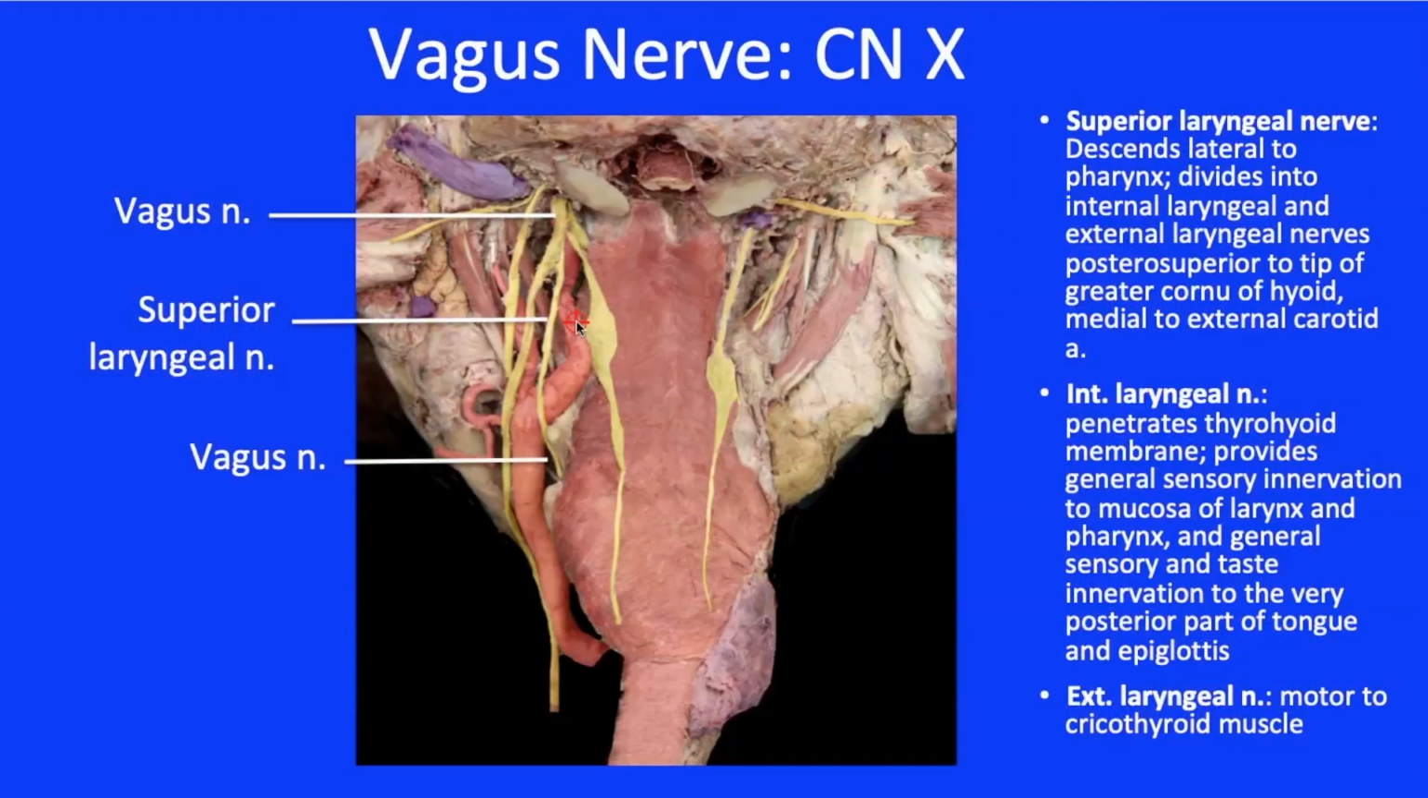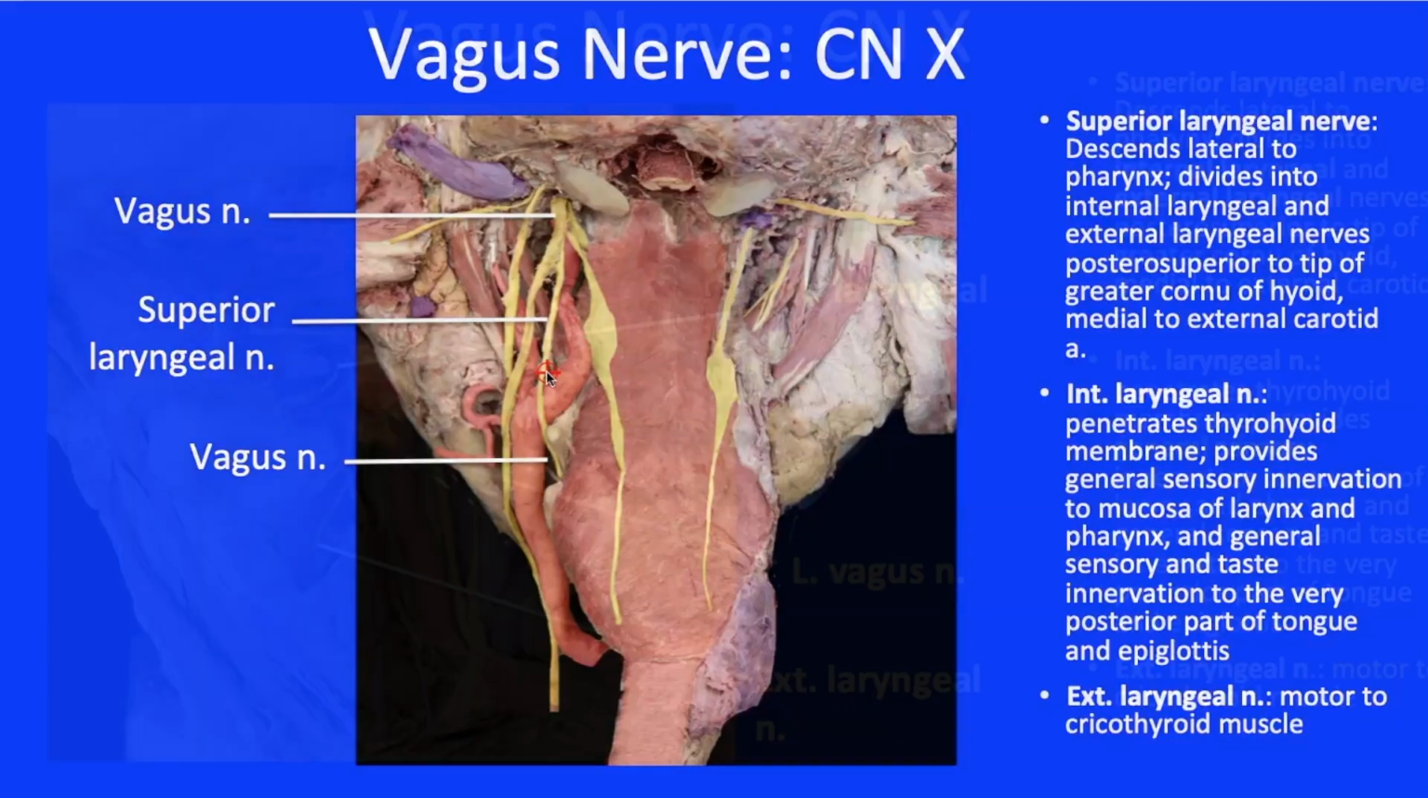The next major branch emerging from the vagus is the superior laryngeal nerve. To see this branch, we need to look at the vagus from behind, and is shown in the image. Soon after the vagus exits the jugular foramen, a large superior laryngeal branch emerges that will then split into an internal and external laryngeal nerve.